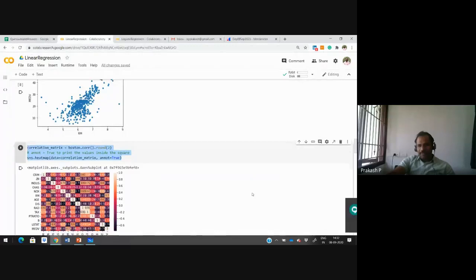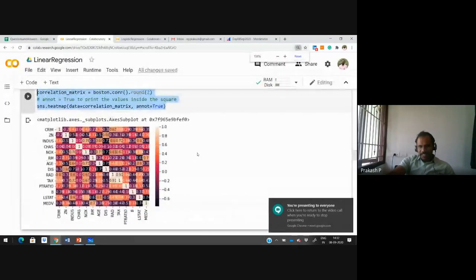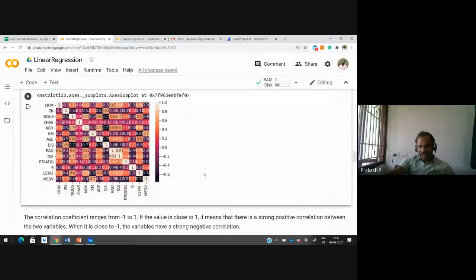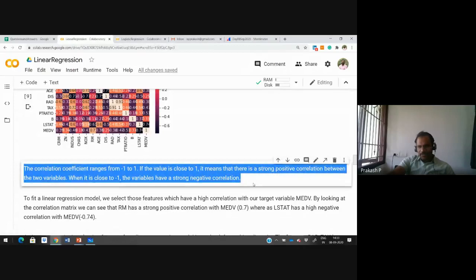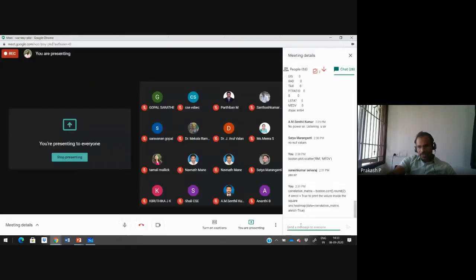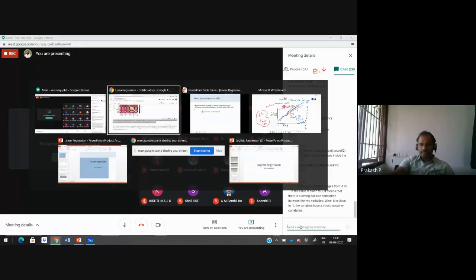This heat map will play a major role. I hope you are able to see my screen. This correlation coefficient ranges from -1 to +1. If the value is close to 1, it's a strong positive correlation between two variables. When it is close to -1, the variables have a strong negative correlation.